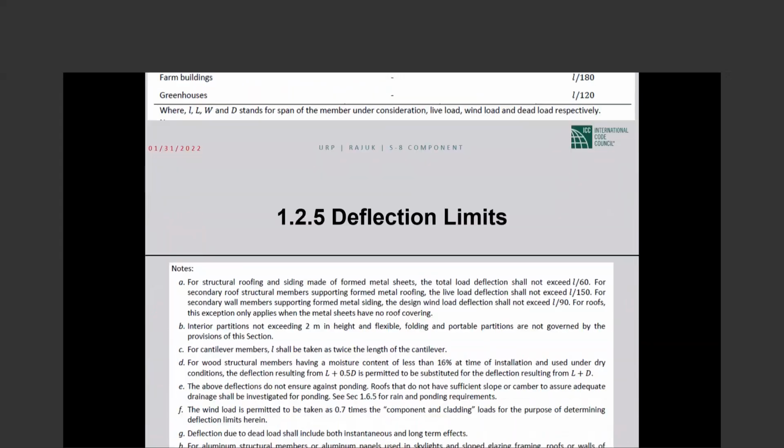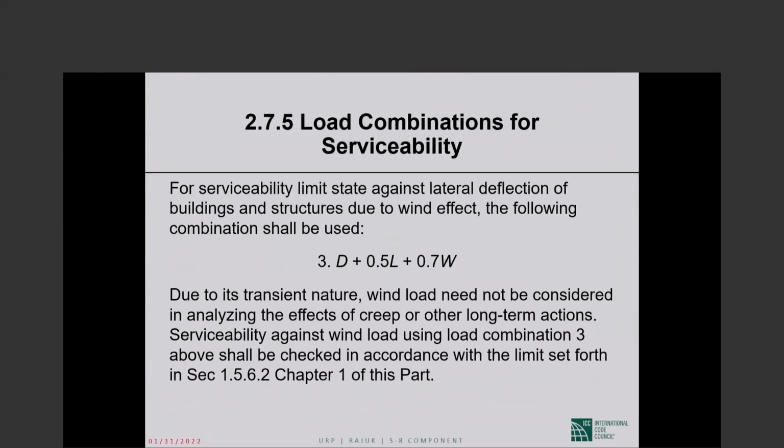Let me go further and come back for the W. So for serviceability limit state against lateral deflection of buildings and structures due to wind effect, there is no serviceability under earthquake that I'm aware of.